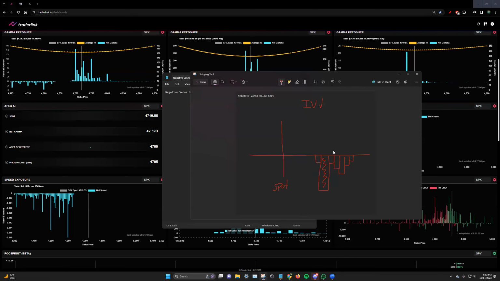So as IV decreases, this will become a repellent effect, repelling price. Let's say spot starts pushing up. What happens? Dealers are going to sell against this. They're going to have to sell and bring it back down. And that's kind of the basics of it.